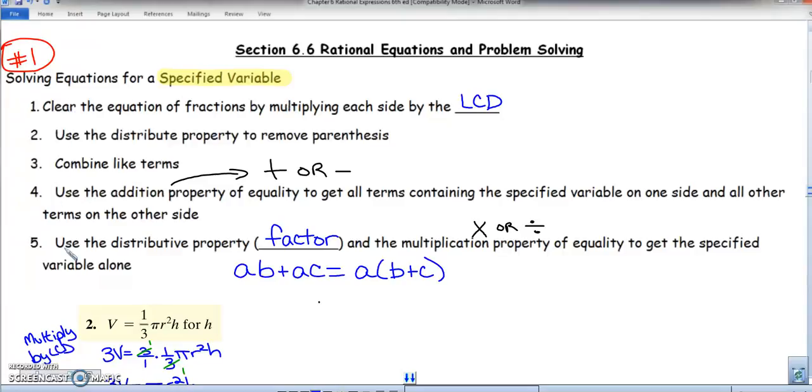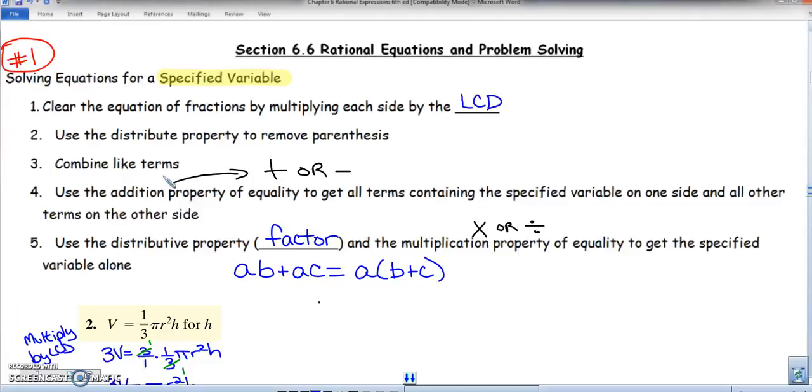Here are the steps that we're going to follow. As you read through them, you'll notice they are very similar to the steps that we use for solving any algebraic equation. The final step, number 5, is the one that is slightly different because we're solving for a particular letter and not just the only letter or variable in a problem. Step number 1, if there are any fractions, we're going to clear them out by multiplying by the LCD, the lowest common denominator. Step 2, if there's any parentheses, we're going to get rid of those using the distributive property.